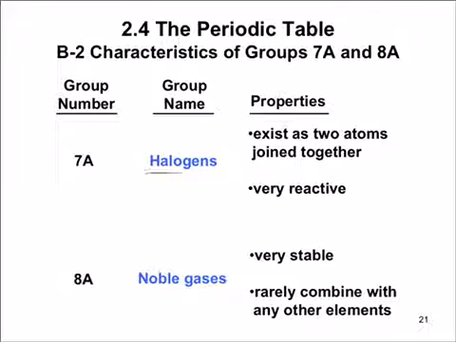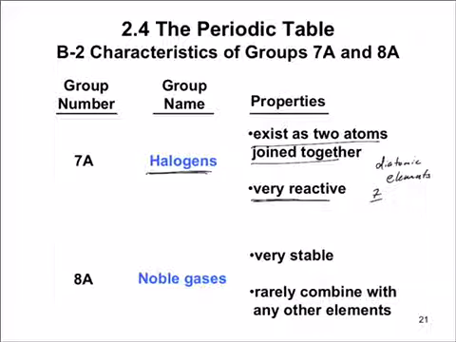Group 7A are known as the halogens. They are very reactive, and they exist as two atoms joined together. Let's talk about that real quick for just a second. And that is what we would call diatomic elements. All of the halogens are diatomics. There are actually 7 diatomic elements. And you do need to know these, because in nature, these elements never exist as their single atoms. They always exist as these 2 atom pairs.